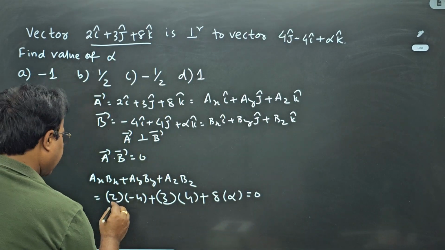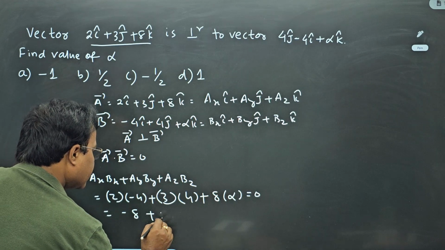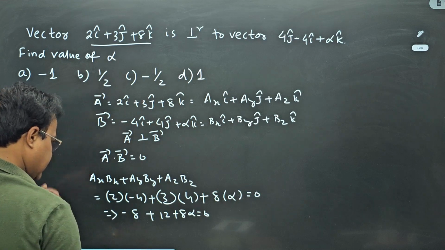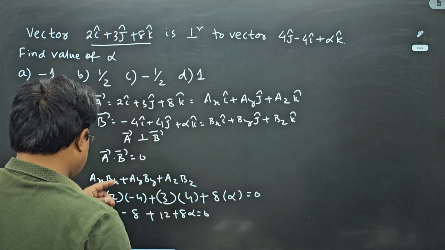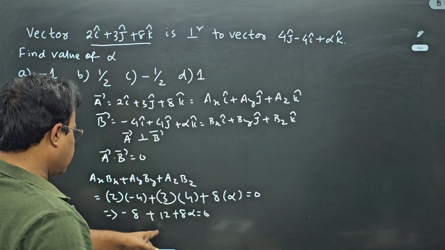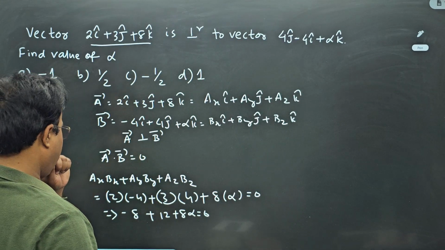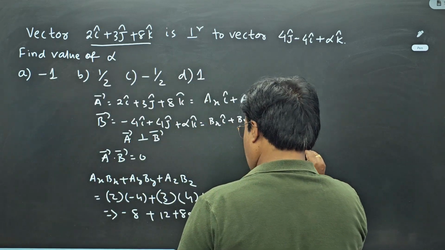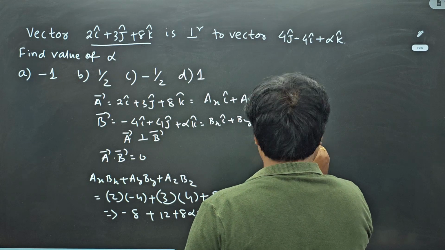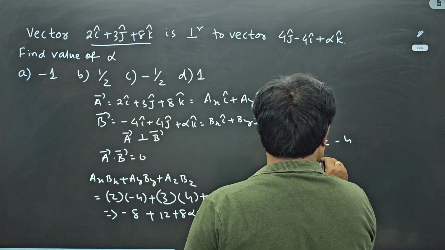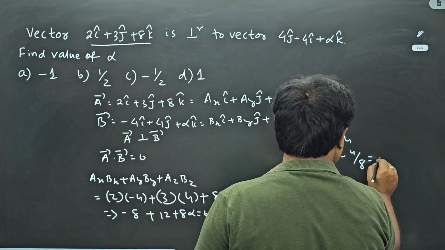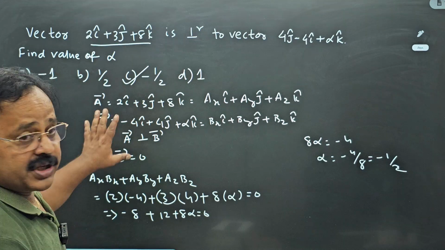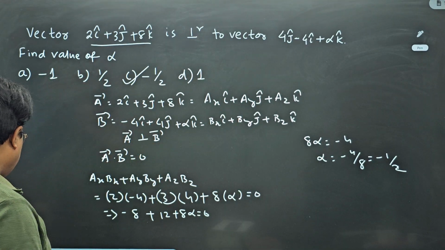As a vector is 90 degree to b vector, this is minus 8 plus 12 plus 8 alpha is equal to 0. So this implies that, let me check it again. Minus 8 plus 12 plus 8 alpha. Okay, then 8 alpha is equal to minus 4. What is alpha? Minus 4 by 8, that is equal to minus 1 by 2. So therefore, which option is correct? This option is correct. Okay, my dear students, I believe you have understood what I explained right now.